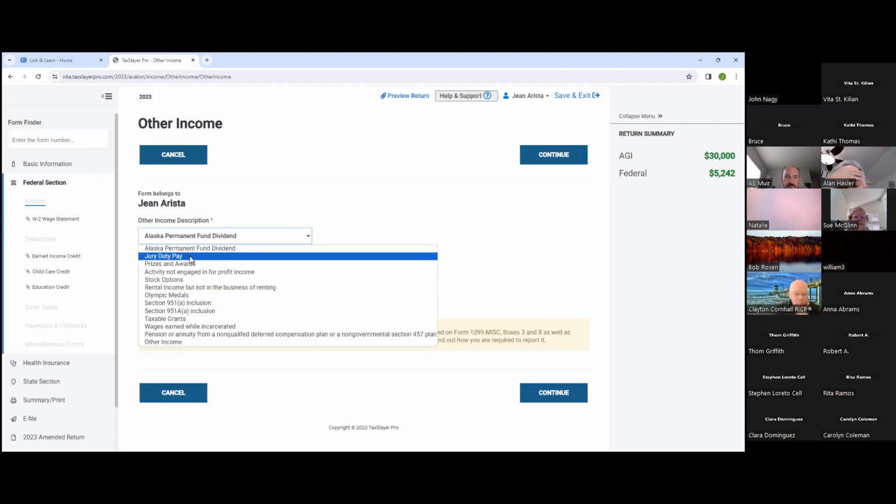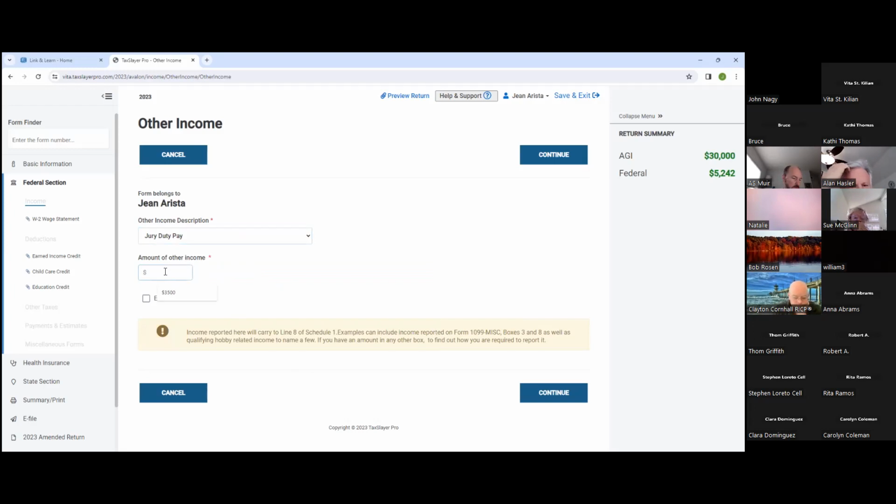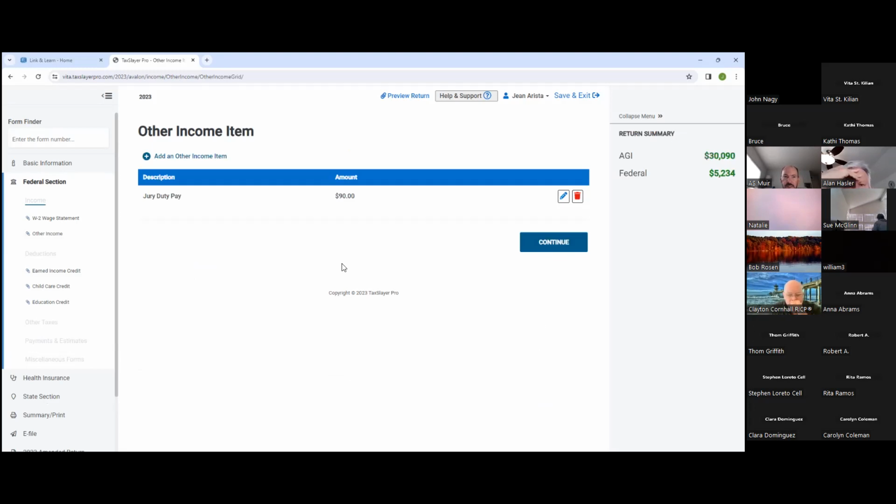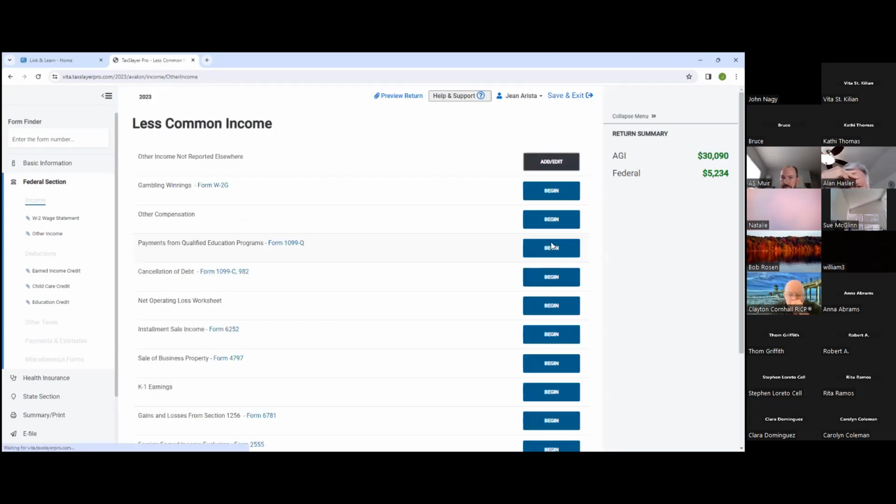Okay, so we'll go to jury duty. And this is the amount she received, a total of $90. And it's not earned income based on that IRS document we looked at earlier. So you hit here. So that's step number one. If you have other income items, you list it up here. Hit continue. And then now we're going to go to what is called adjustments to income.